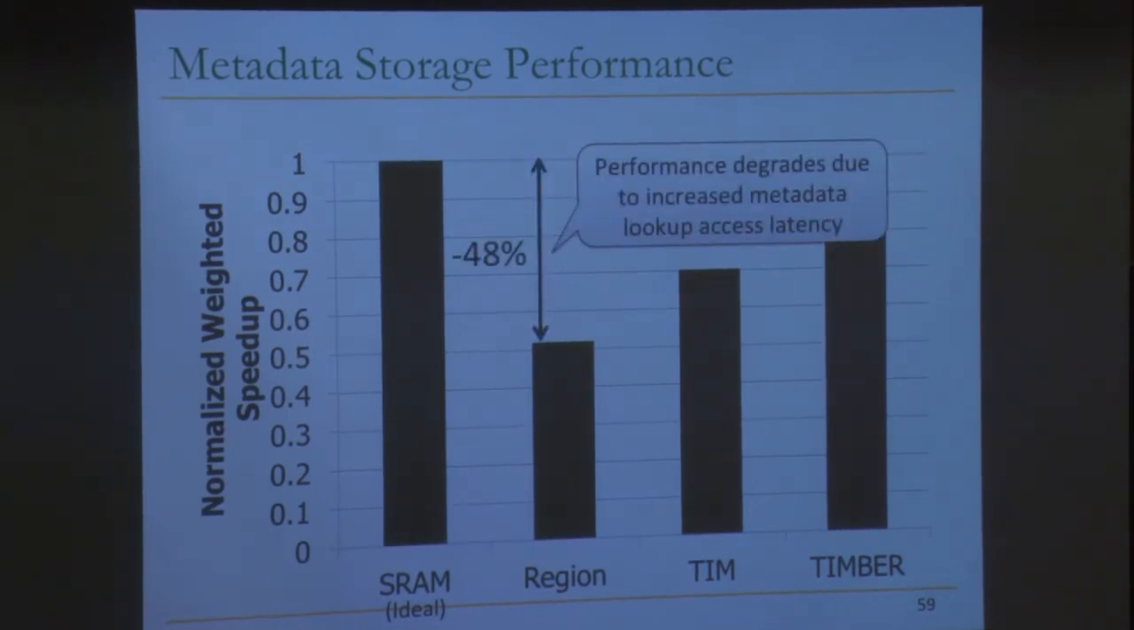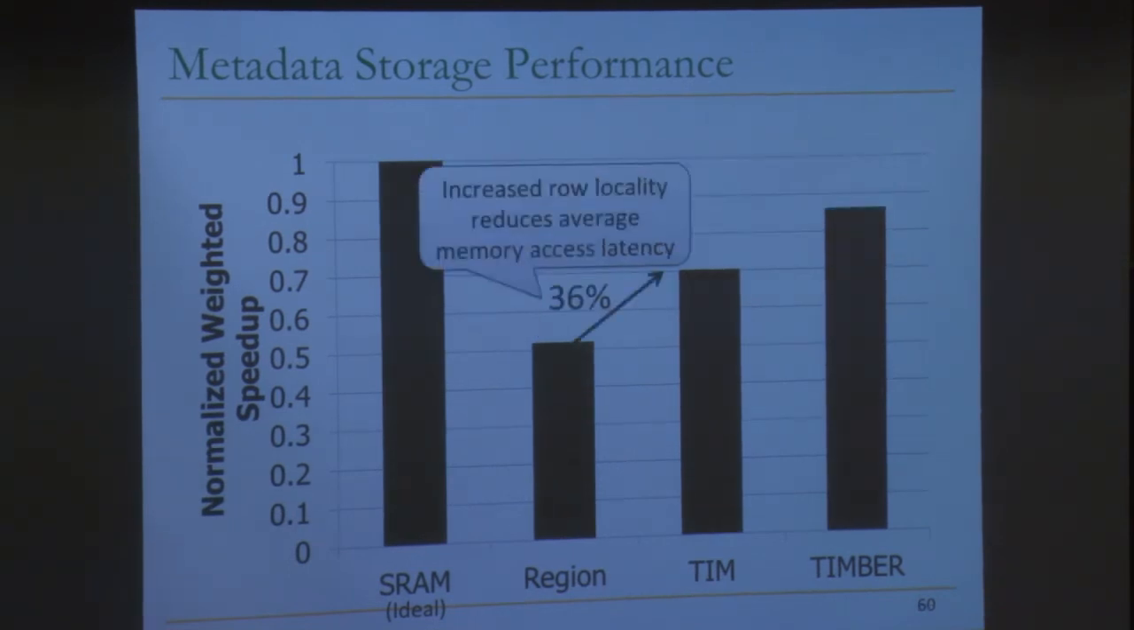The downside of storing tags in just a contiguous region of memory is that you basically have to incur 2 row buffer misses every time you want to access a block that's cached. One to access the metadata, the other to access the data itself. That really degrades performance. The benefit of storing the tags in the same row as their data is you increase row locality. Great. That reduces average memory access latency.